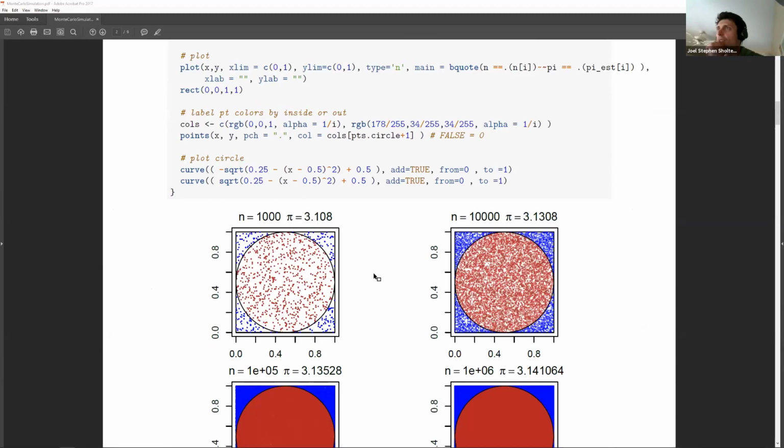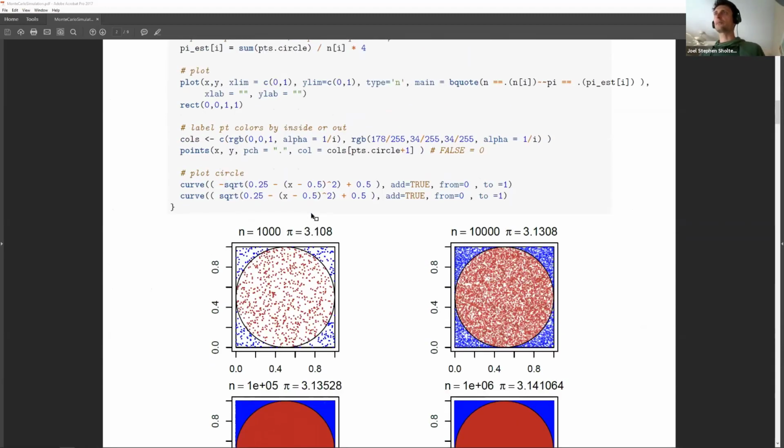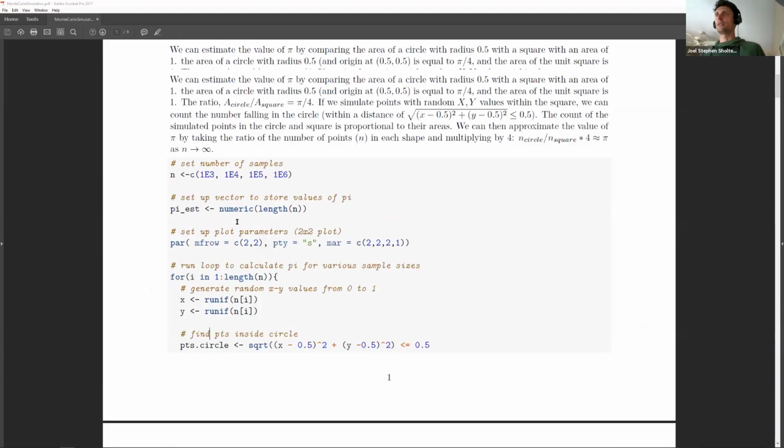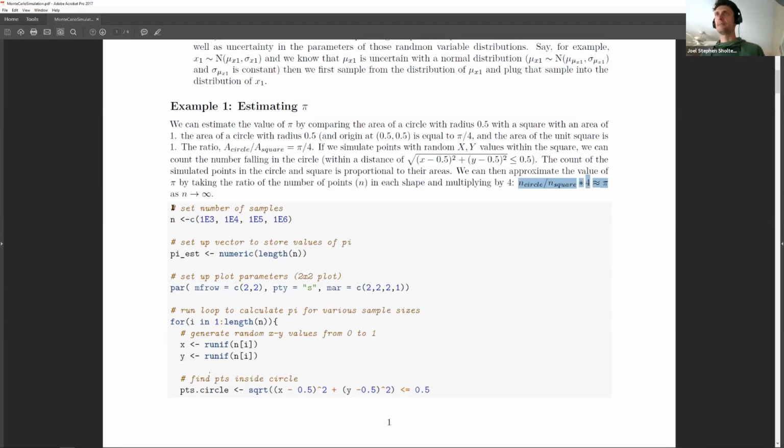So I meant to show you this. This is what that circle inside of the square would look like. The blue points are outside of the circle, the red points are inside the circle. So our area of the circle divided by the area of the square is equal to pi over 4. Then if we calculate the number of points in the circle, divide that by the number of points in the square, and multiply it by 4, that's our estimate of pi. Sorry, guys. Got 2 screens here, and apparently things can get mixed up.